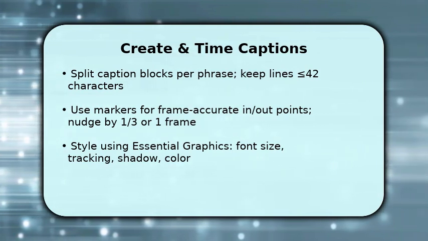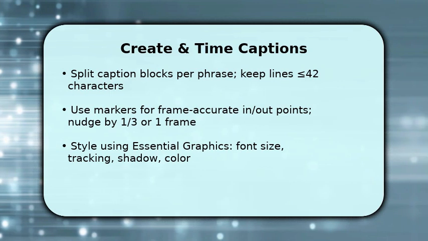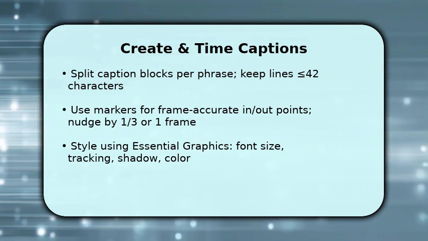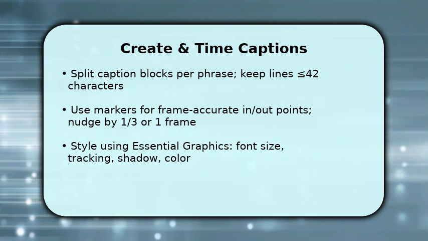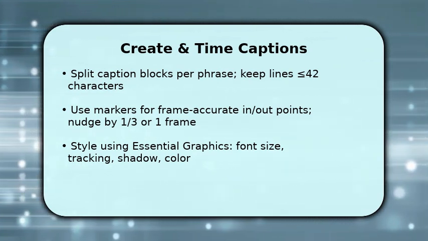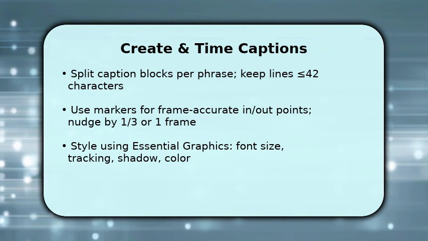Start a caption, type the phrase, then set the in/out to match syllable attacks. Nudge by 1/3 or 1 frame if needed. Once phrases are timed, use essential graphics to style. Choose font size, tracking, shadow, and color so text is legible over the footage.